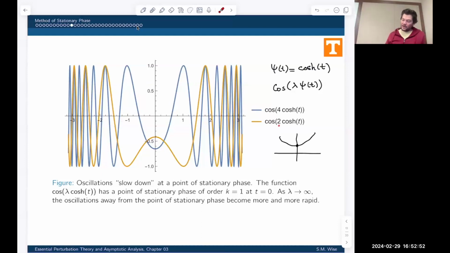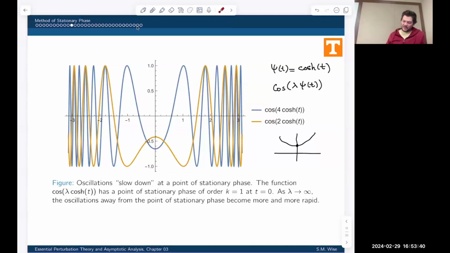Now, as lambda gets larger, so let's take it from 2, which is this curve here, to 4, what do we see? As lambda gets larger, the calm point stays at the same point, right? t equals 0. But outside or away from the stationary point, the oscillations get more and more rapid. Okay, so you have this point of calmness, but as lambda gets cranked up, the oscillations outside of that calm point become more and more rapid. All right, so this is how you characterize, or what it looks like to have a stationary point for these integrals. You can evaluate integrands like this, and basically this is the photograph that you would take every time. Okay, if you zoom in on this.